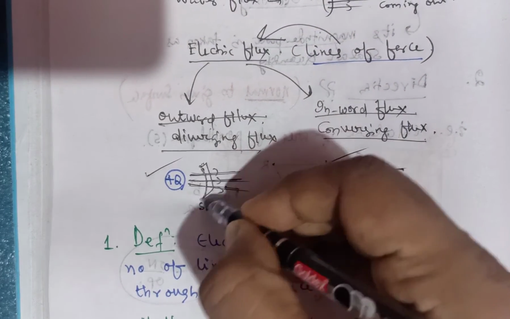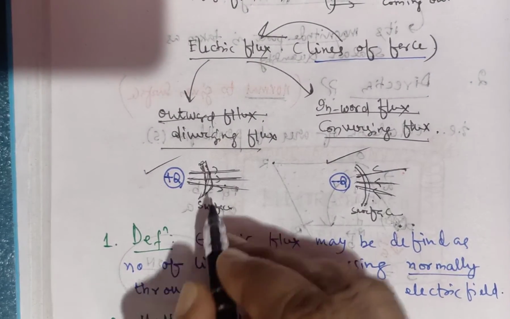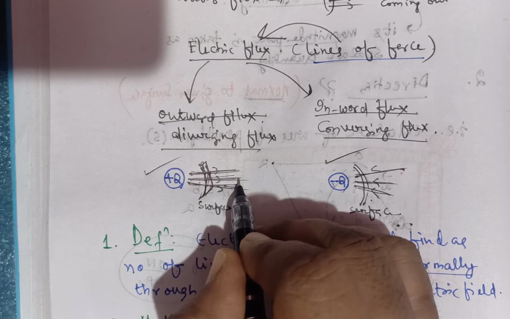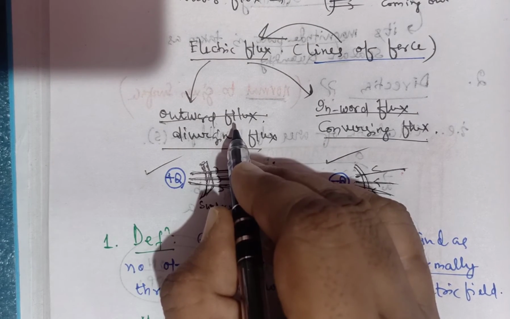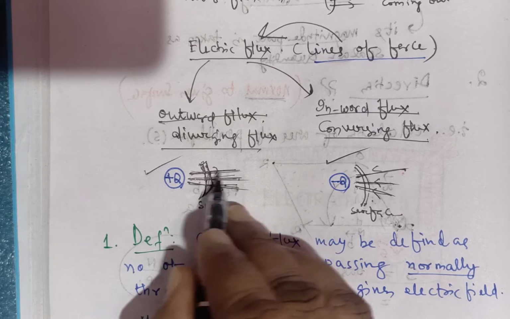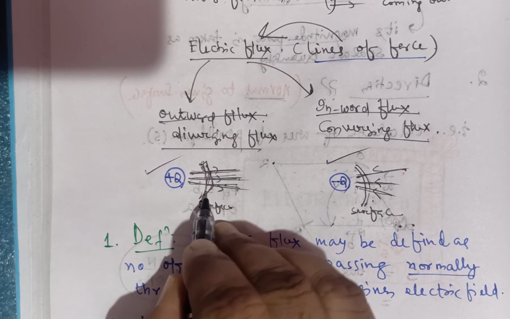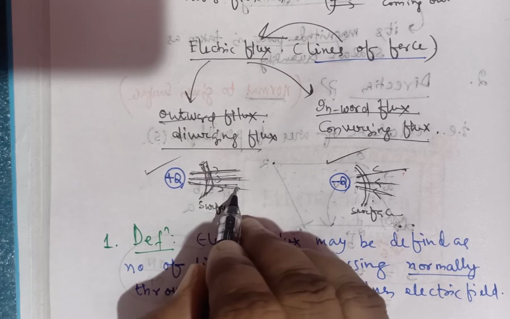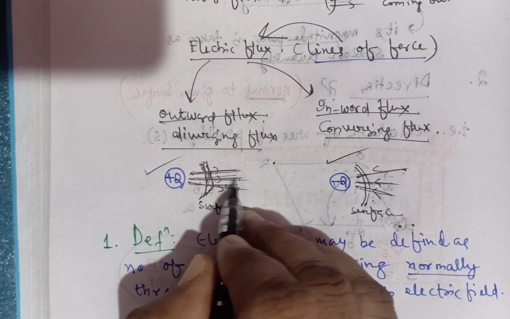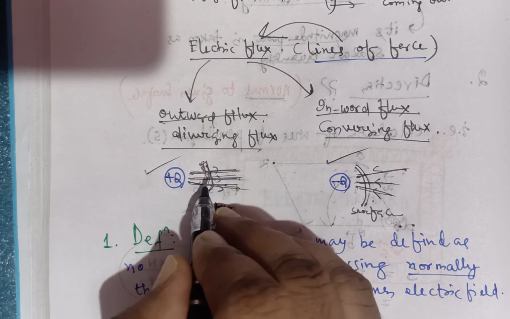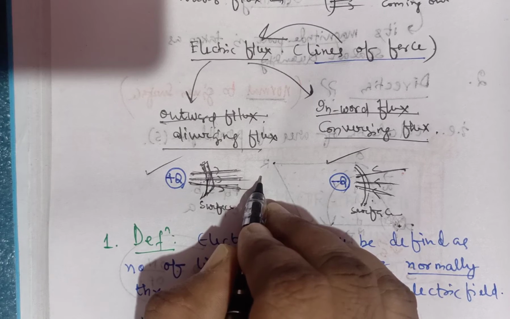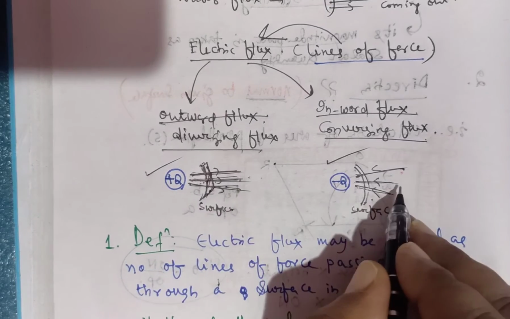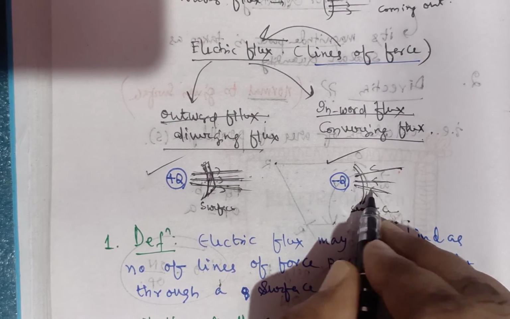Now a surface is given to you. You have to count how many lines of force cross it normally. So you will say, the electric flux represents the number of lines of force crossing normally through a given surface. The number of lines of force crossing normally through a given surface is known as electric flux. It may be positive flux or negative flux. If it is outward, that is positive flux. If it is inward, then it is negative flux.